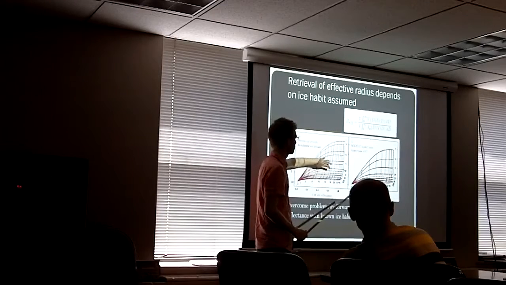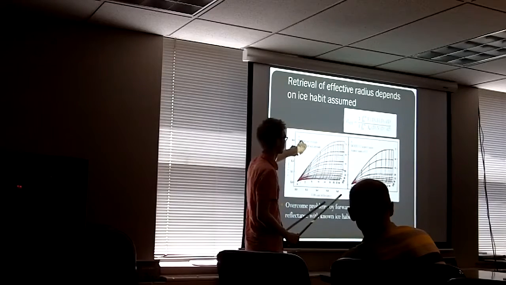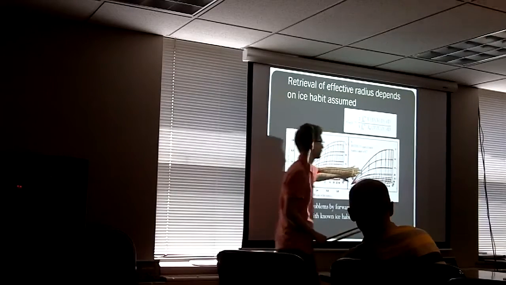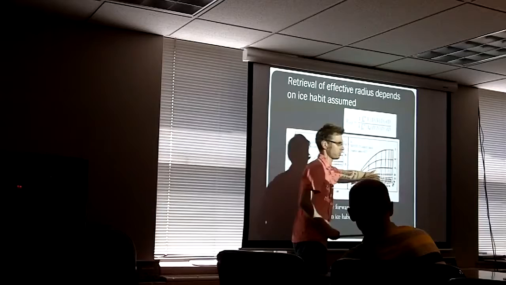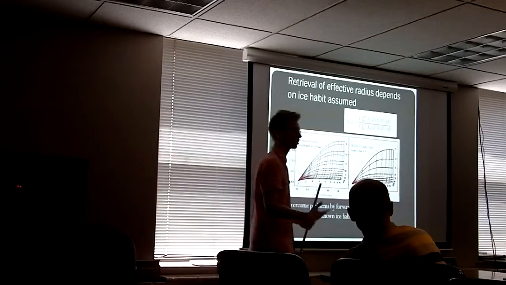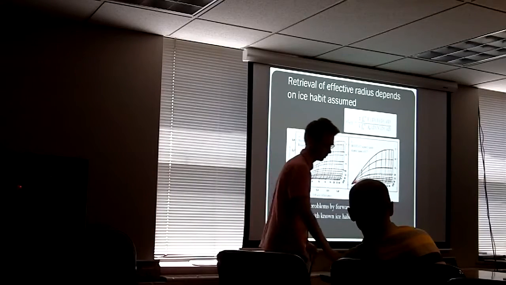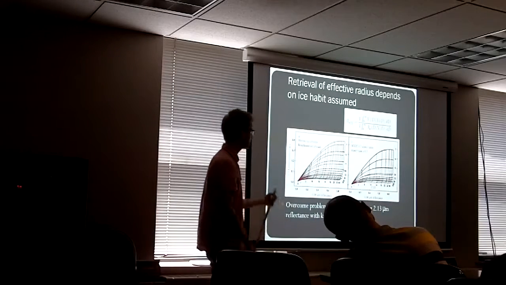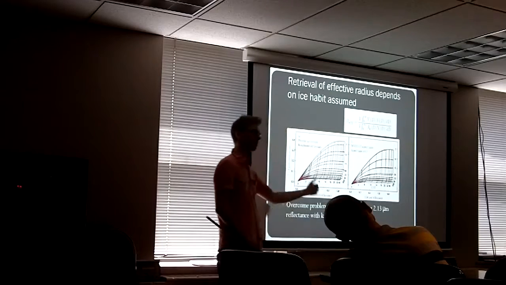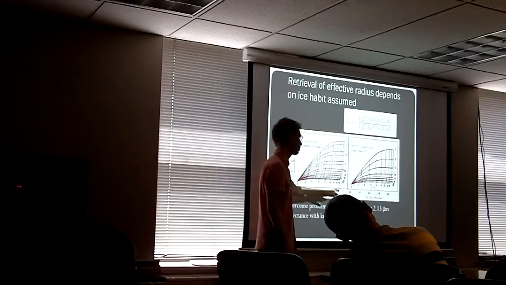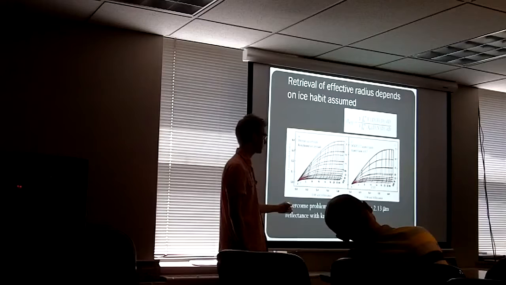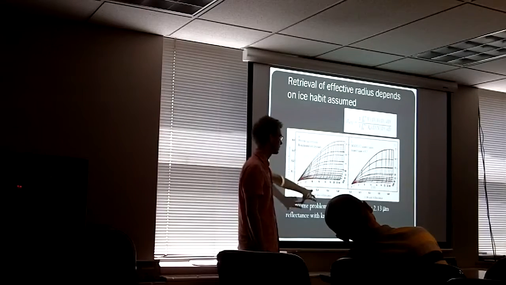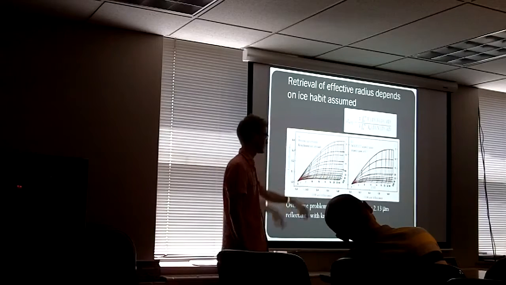But if you have a roughened particle instead of a pristine particle, you shift this whole thing. And also if you have different aspect ratios, you can shift the whole thing. So the effective radius you retrieve depends on the habit you assume. So we try to overcome these problems by simulating the 2.13 micron reflectance. So don't use the effective radius that's retrieved, but really simulate the measurements and compare them directly to the measurements.